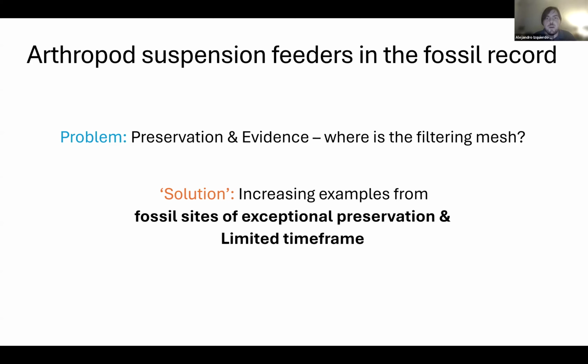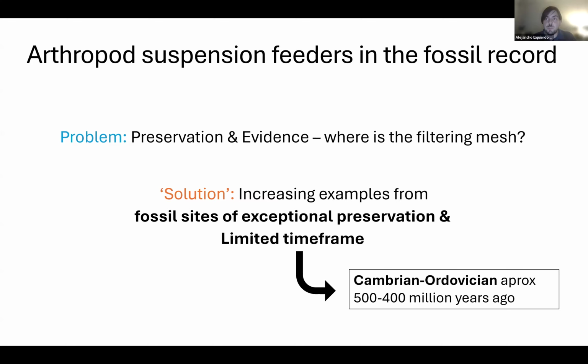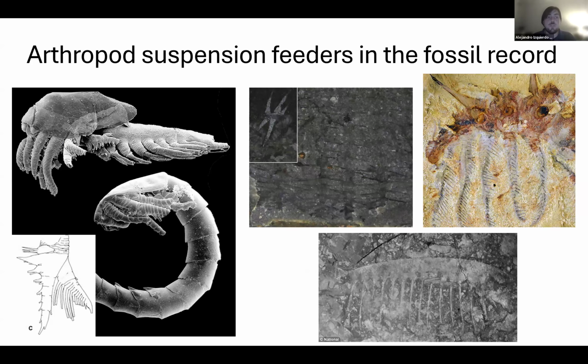So the solution we found is taking advantage of the increasing examples of suspension feeding arthropods appearing across the fossil record, especially within a limited time frame. This limited time frame is the Cambrian to the early Ordovician. These two periods together are not only the first origin of the animals and the start of the Phanerozoic, but also show really good fossils of arthropods. Here are some examples of the fossils you can find during that time.